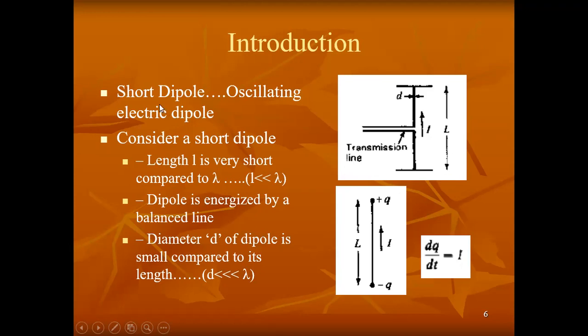Here the length L is very, very small as compared to lambda. And the diameter D, that is the thickness of the wire, is also very, very small as compared to lambda. So this is the consideration. Now this is a dipole, as mentioned here, with plus Q charge and minus Q charge. So it is a dipole.